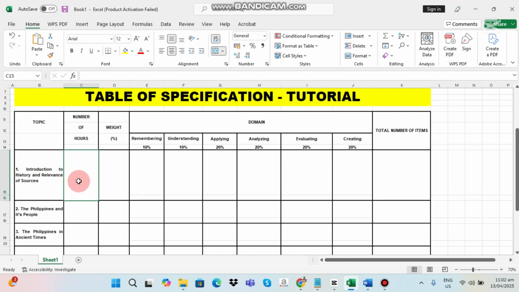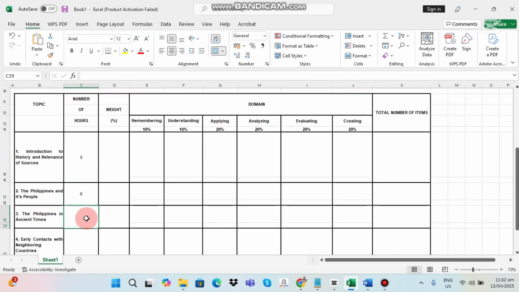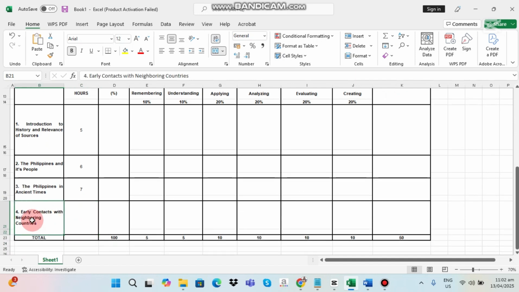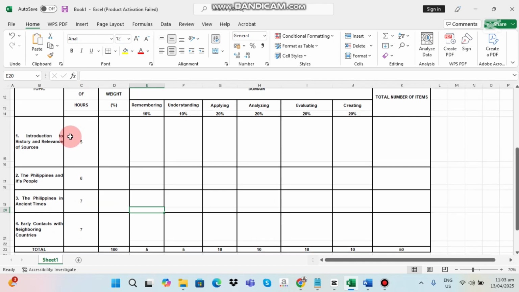So for example, let's say in the first topic you have 5 hours. So here 5 hours, or 5. And then for the second topic, let's say you have 6 hours. And then for the third topic, you have 7. So we have here 7. And then for the last topic in this quarter, you have also 7 hours in teaching that one.